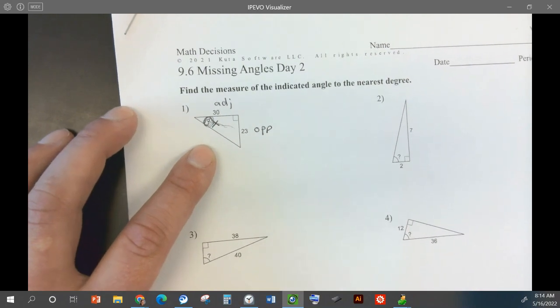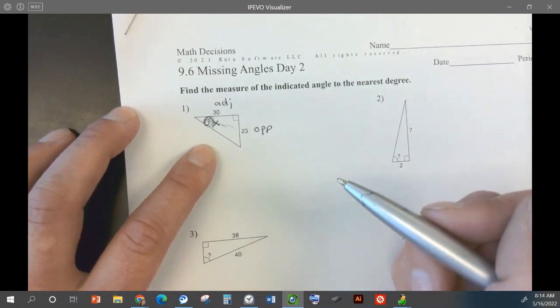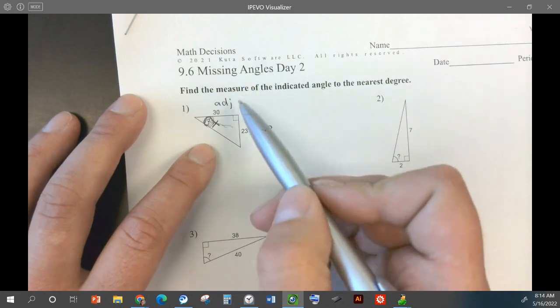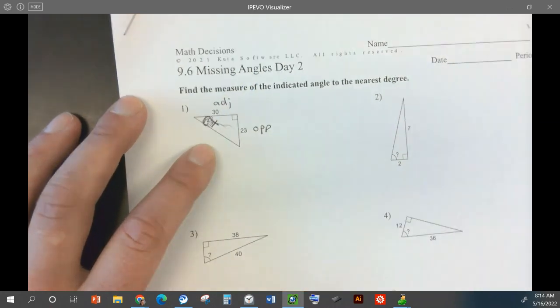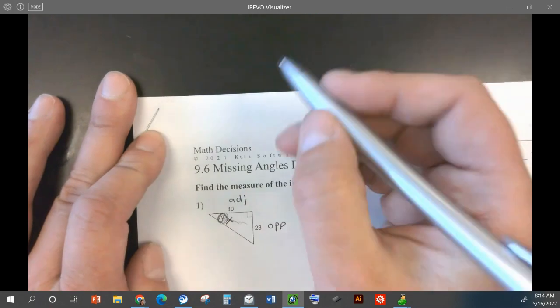So then I need to know the trig function that relates the opposite side and the adjacent side to the angle. So what I'm going to write at the top.